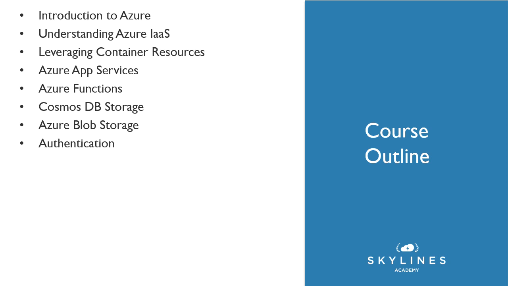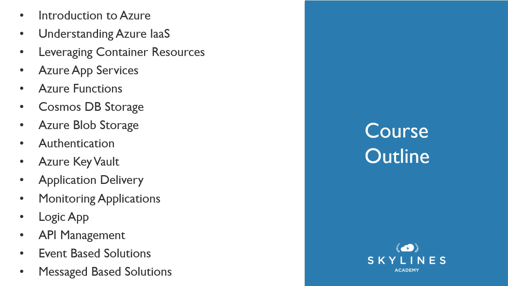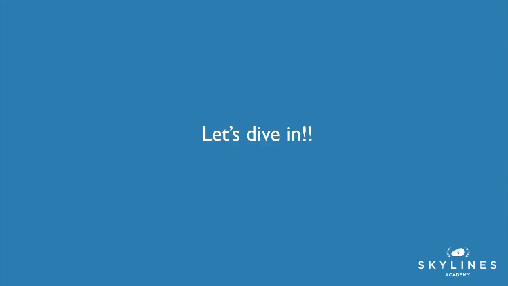We will also take a look at a few different ways we can handle authentication, which segues well into how Azure Key Vault can play a role in secret management. We will then discuss a few ways we can deliver our applications and how we can monitor them. We will look at another serverless tool from Microsoft called Logic Apps. We'll take a look at how we can protect and secure our APIs with API management, as well as look at some event-based solutions and message-based solutions. With that said, I'm excited to get started, so let's dive in.